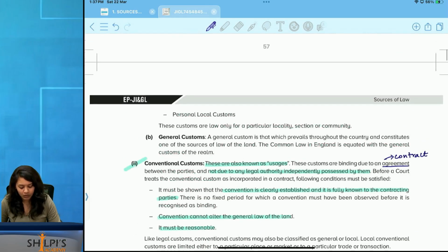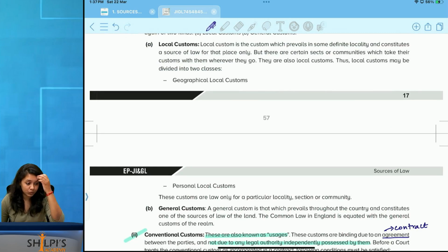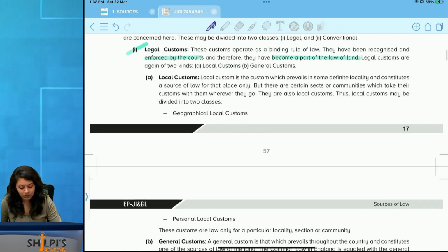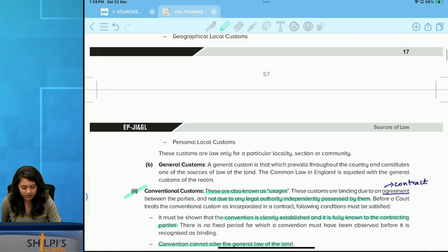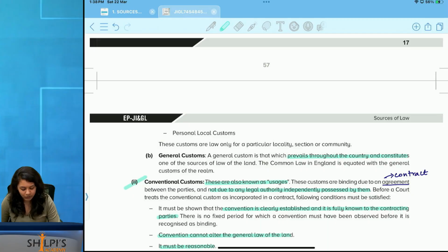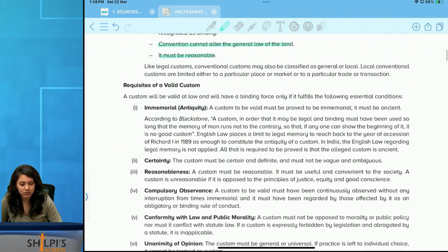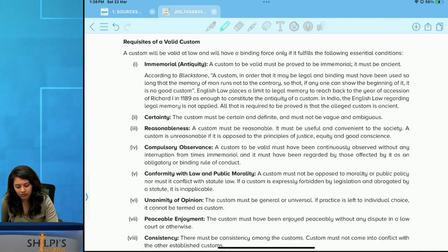Now, legal customs itself are further subdivided into two parts. Legal customs is further divided into local customs and general customs. Local is basically those customs followed by a definite locality and are a source of law only for that place, and such communities can take their customs with them wherever they go. And local customs are further divided into geographical and personal customs, whereas general customs are those which prevail throughout the country and constitute one of the sources of law in the land. Okay, so this is how we see customs with respect to a source of law in our country.